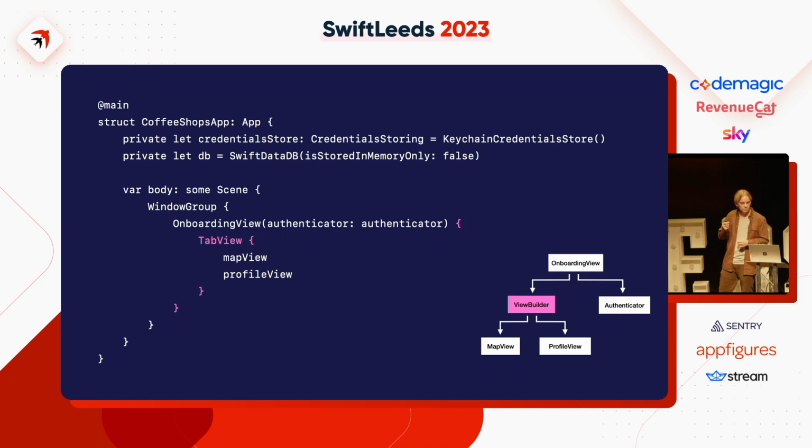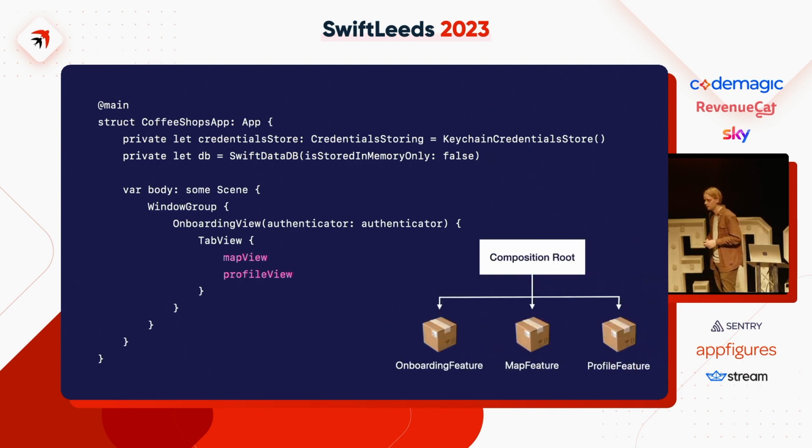Then we pass a closure, specifically a view builder, in which we create the view to be shown when the user is authenticated, and that contains a tab view, which holds our map view and our profile view that also live in separate Swift packages. So this is an example of how we can tie loosely coupled Swift packages together. We have the onboarding view living in the onboarding feature, the map view living in the map feature, and the profile view living in the profile feature package. And we'll see how these composers are implemented in a second. But what we see here is that our composition root ties all of these Swift packages together. They don't know anything about each other.